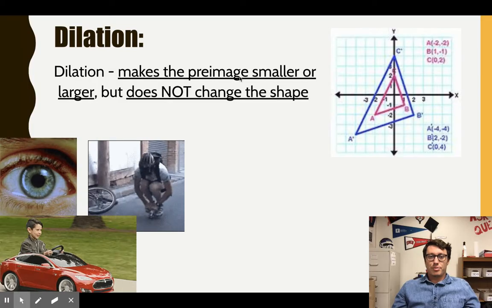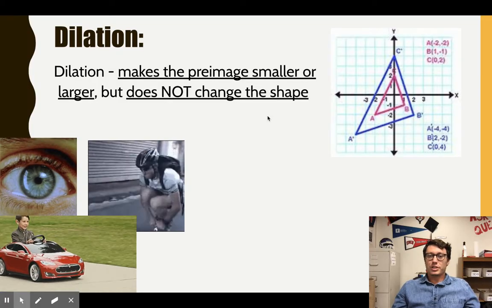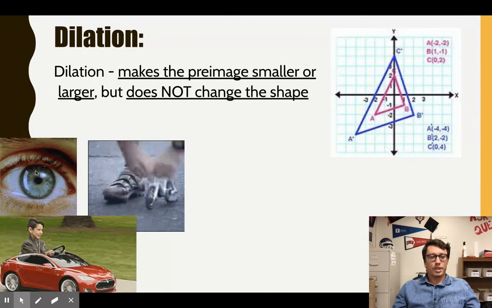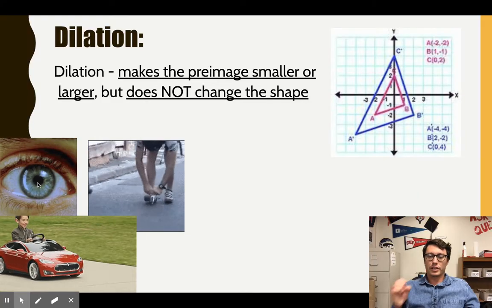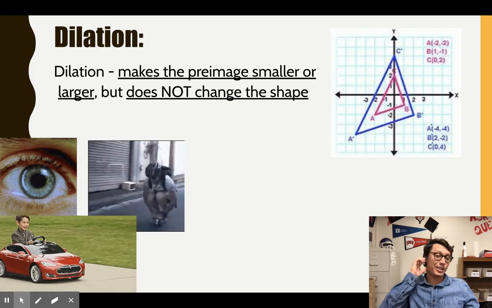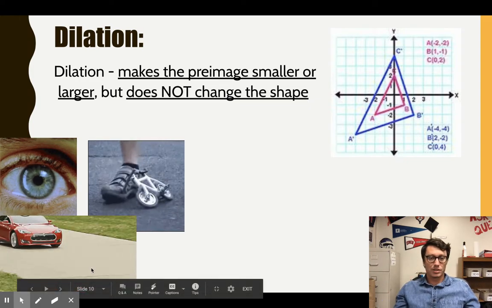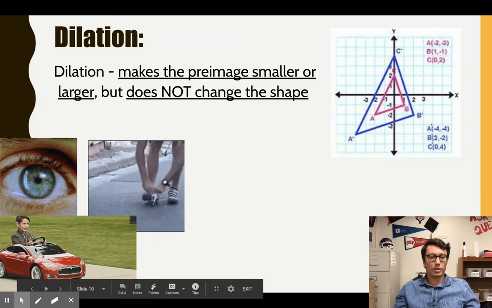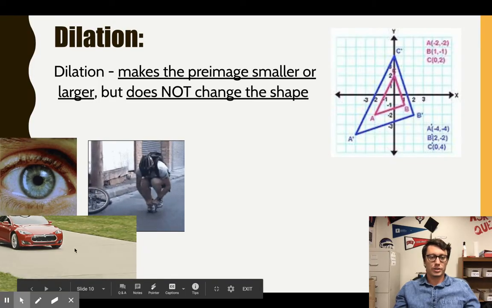Okay, a dilation makes the pre-image smaller or larger, but does not change the overall shape. Think about your eyes when you're dilating, right? They're getting bigger and smaller, but it's still the same circle, just a different size, but it's not changing the shape. Okay, same thing, same shape of a car, but it's just a little car with this kid riding in it.